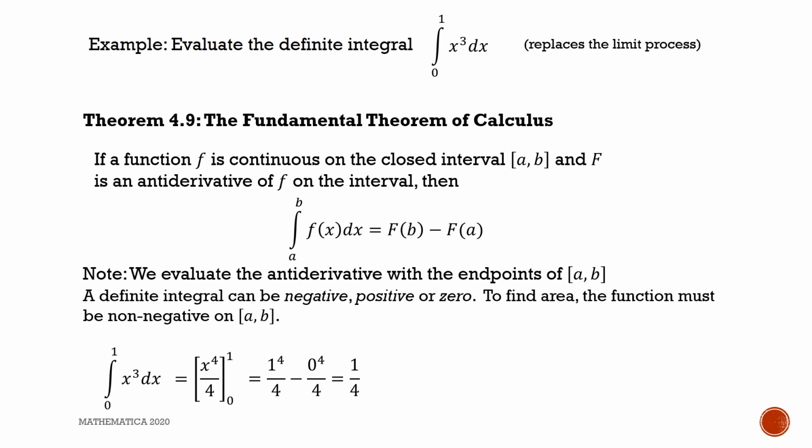And when I evaluate this and simplify this, I get 1/4. So 1/4 is the value of this definite integral. However, because it is non-negative, then 1/4 is also the area underneath the curve for this function x cubed between 0 and 1.